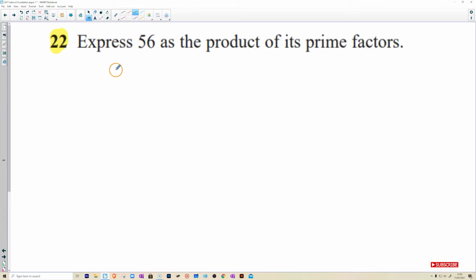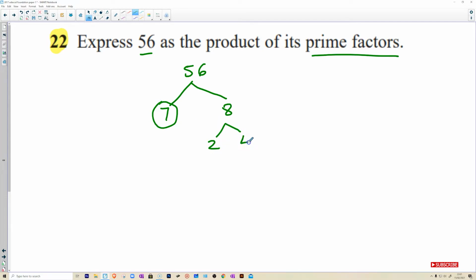For question 22, we are told to express 56 as the product of its prime factors. What we need to do is a prime factor tree, and every time we come across a prime number, we circle it. So we start with 56. You need to be good with your times tables, otherwise you can start with a 2 if you like, but I know 56 is 7 times 8, and 7 is a prime number, so I'm going to circle it. And then I can do 2 times 4. 2 is a prime number, so I'm going to circle it. And then again I can do 2 times 2. 2 is a prime number, so I will circle both of them.